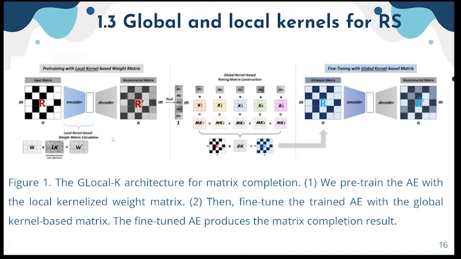For the pre-training step, we pre-train an autoencoder with the local kernelized weight matrix, which transforms the data from one space into the feature space using the 2D radial basis function kernel. Then the pre-trained autoencoder is fine-tuned with the rating matrix produced by a convolution-based global kernel, which captures the characteristics of each item.